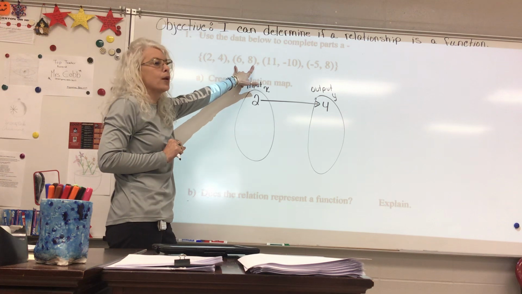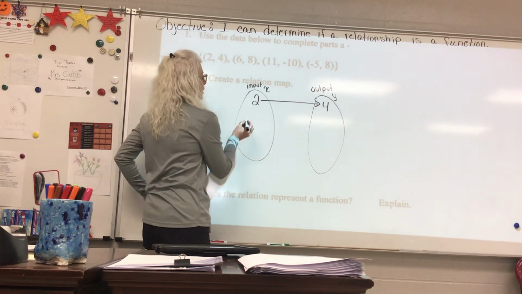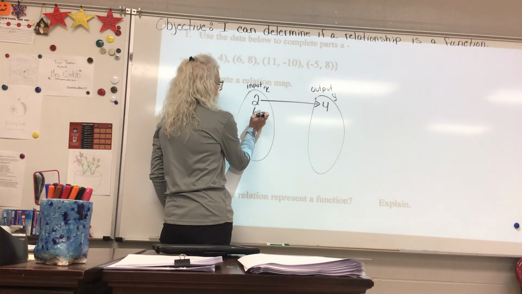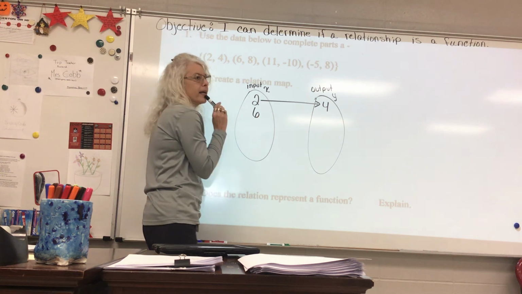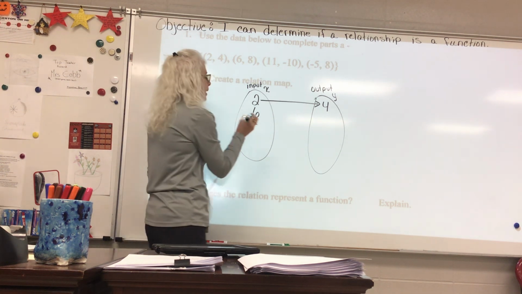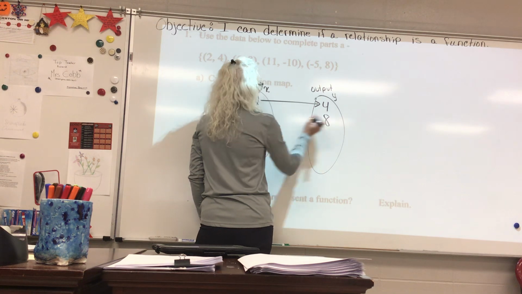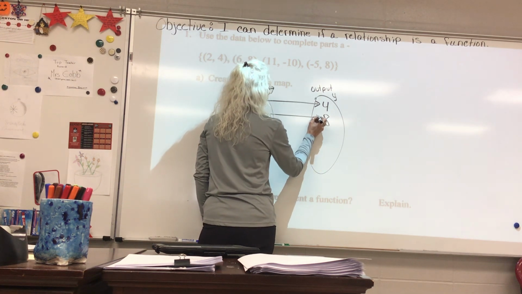For this ordered pair, what is my input? 6, so I'm gonna write down 6. And when 6 is my input, what is the output? 8, so I'm gonna put 8. And I'm gonna draw an arrow to it.